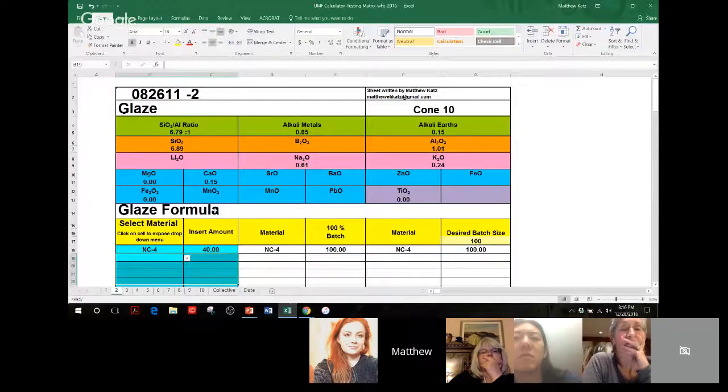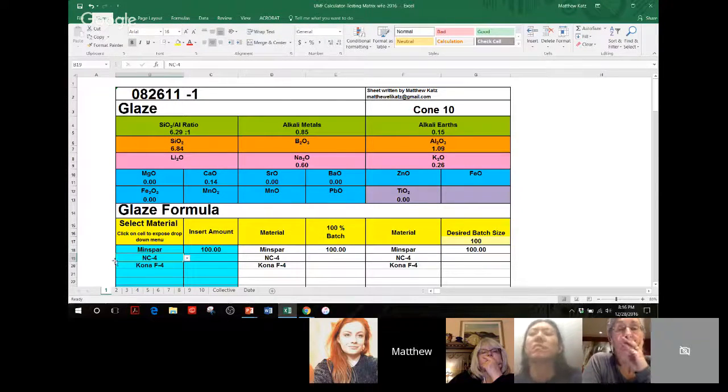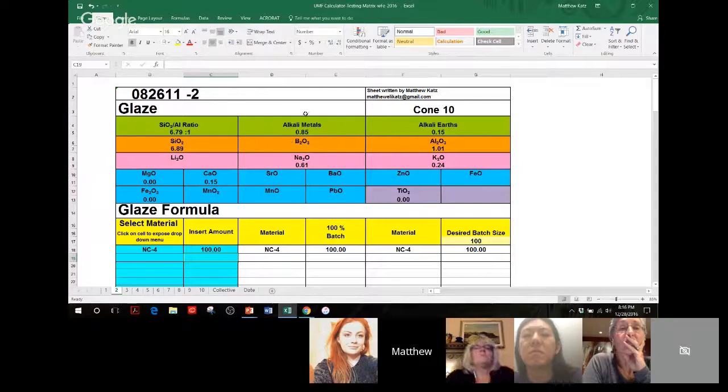Okay, so here is NC4. The last one we were looking at was MinSpar. So this is 100% MinSpar. Now we've got 100% NC4. Shockingly enough, we have, again, basically 0.85 alkali metal, 0.15 alkali earth. It's the same exact flux distribution, minus 0.01. The alumina is slightly lower at 0.09, but the silica is basically in place at 6.89.